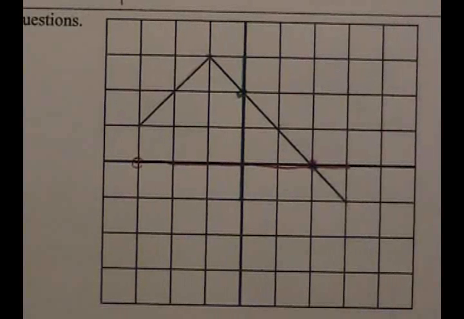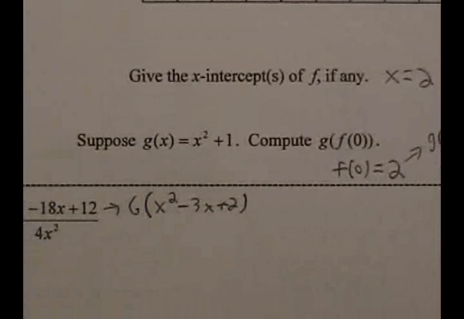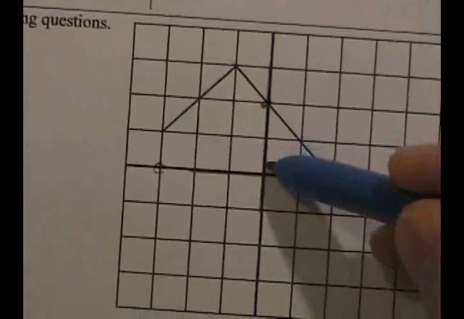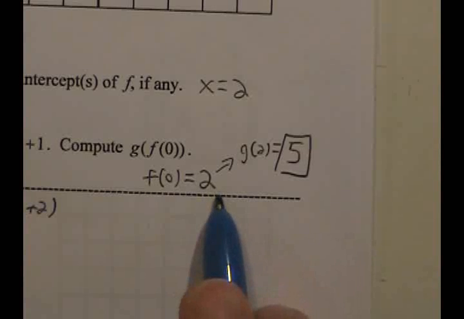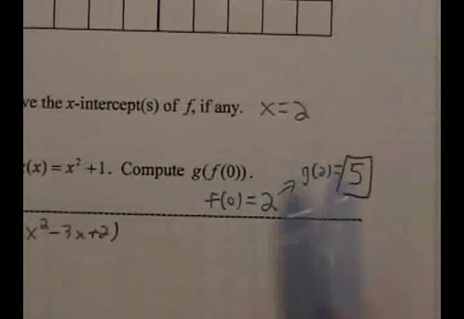Finally, it says suppose that g of x equals x squared plus 1, and they want you to compute g of f of 0. So first you do f of 0 from the graph. f of 0 is 2, and then you do g of that, which says square and add 1. So that's 2 squared plus 1, which is 5.